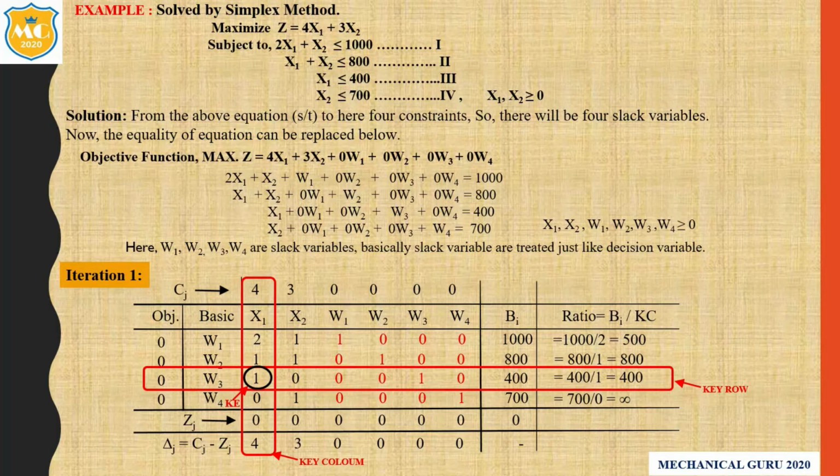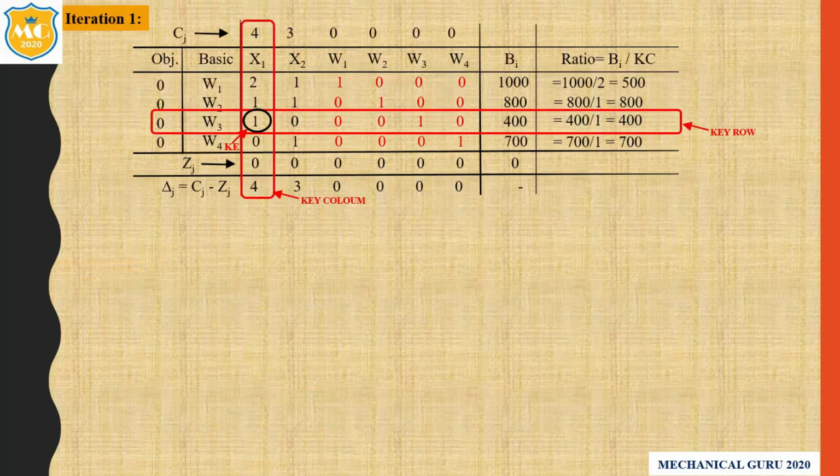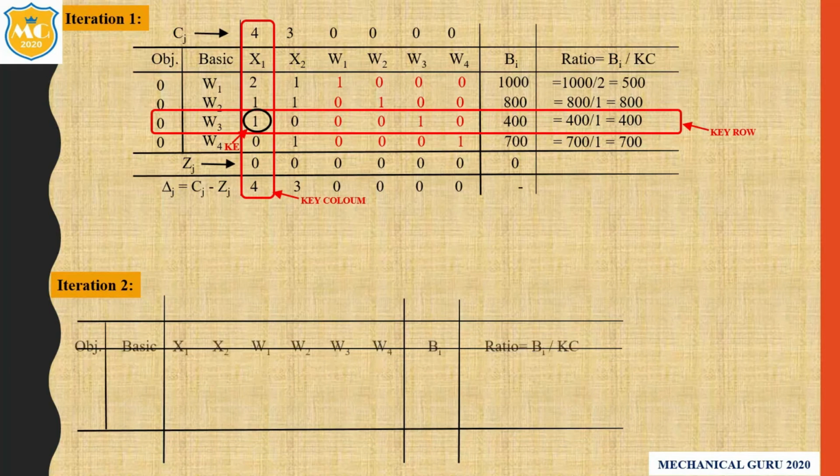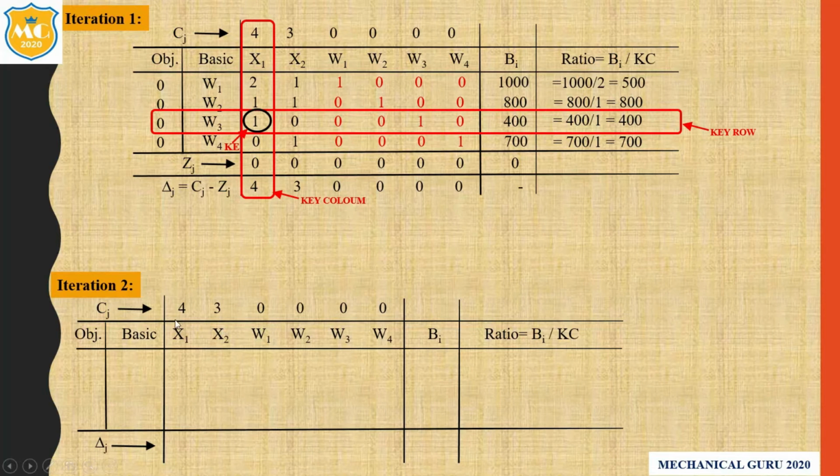Now we go to the next iteration. So this is our first iteration. Here the first iteration is completed. Now we will go to the next iteration, iteration 2. This is the standard format. We just have to write down the objective, basic and all decision variables and slack variables, BI and ratio. Next the Cj values.